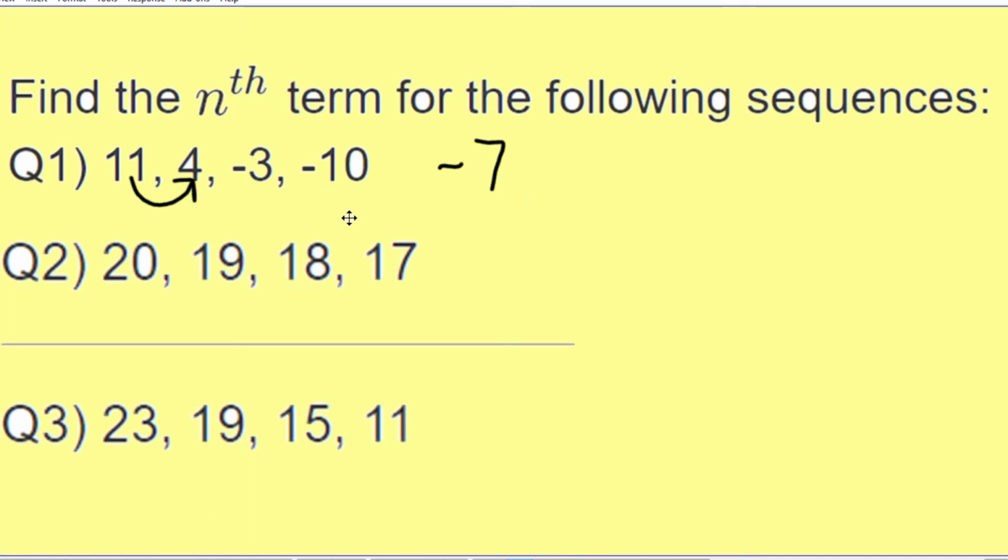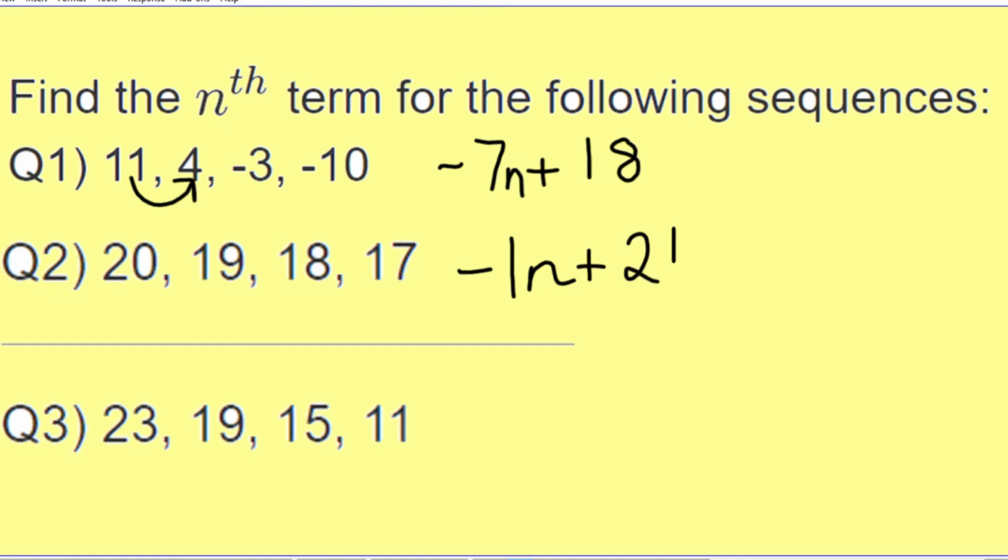Then from minus 7 to 11, we have to add 18. So it's minus 7n plus 18. To get from 20 to 19 to 18 to 17, we're taking away 1. So take away 1n. And then to get from minus 1 to 20, you have to add 21.